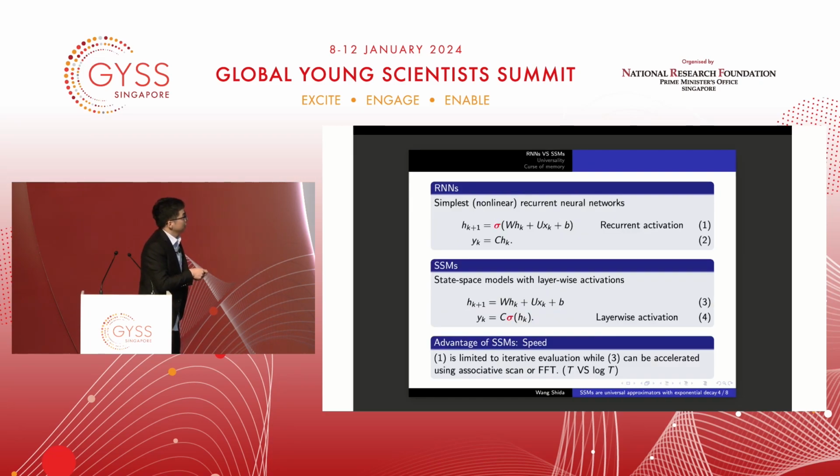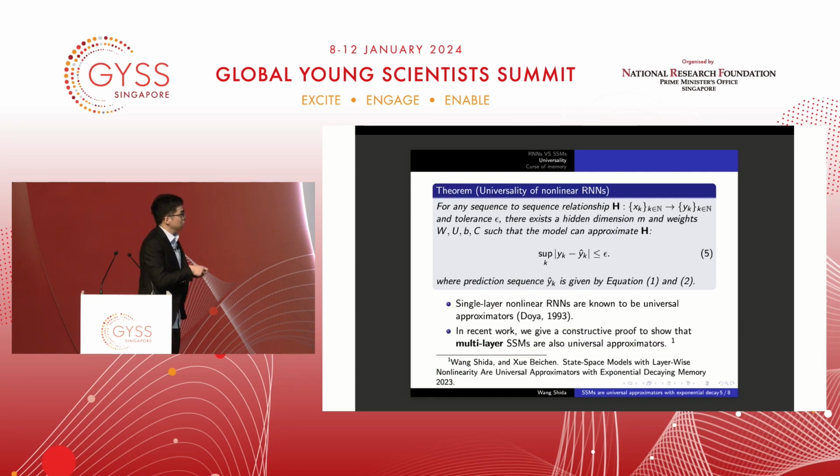The reason is that a simple linear dynamical system like this one can only model target functions such as linear functionals. But in practice, most sequence-to-sequence relationships, such as machine translation or language modeling, are not linear functionals. Therefore, we need some nonlinearity to increase the expressive power of our models. And our work shows that multi-layer state space models are good enough to approximate any nonlinear sequence-to-sequence relationship.